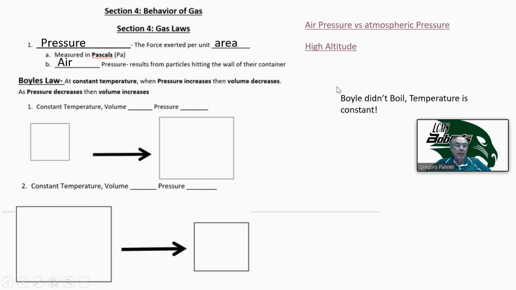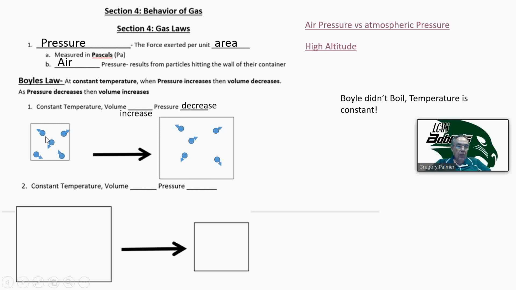So where it says at constant temperature, one of the things that's hard to remember is who did what. Remember, Boyle didn't boil, so he kept the temperature constant. Now what he said is at a constant temperature, as the volume increases, the pressure will decrease. So I put 5 gas particles in this little box. And if we increase the volume and allow them to expand into a bigger space, the pressure is going to go down.